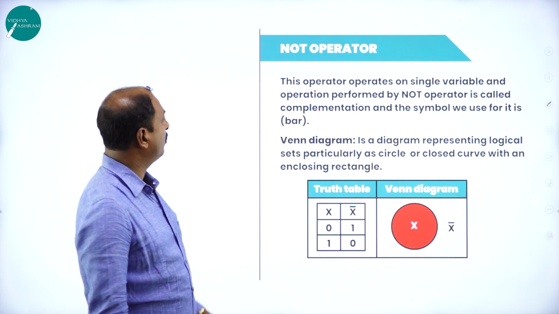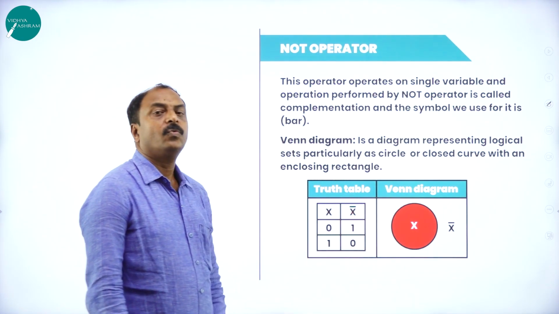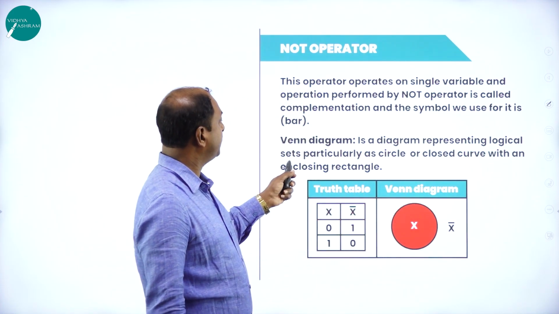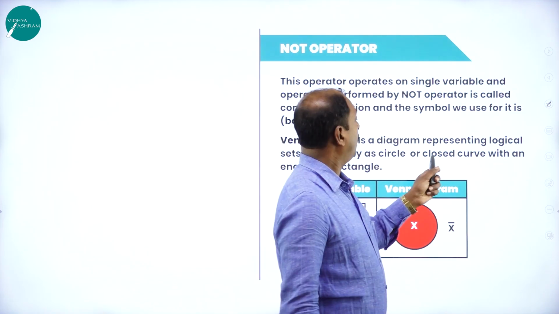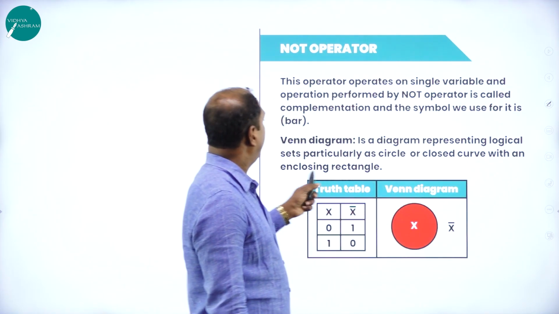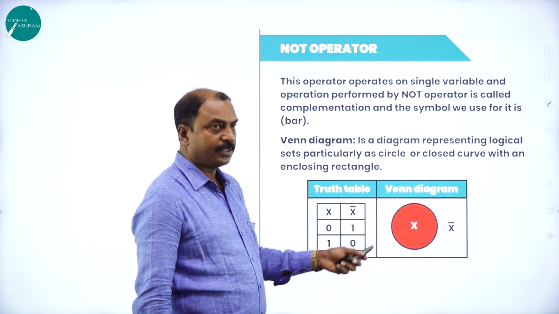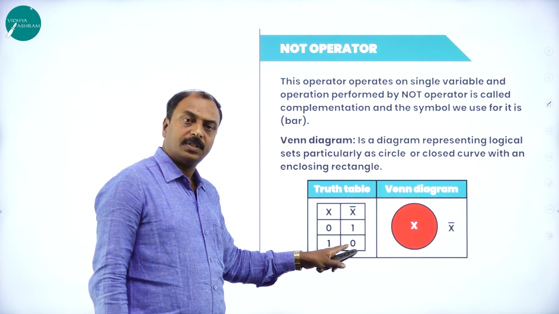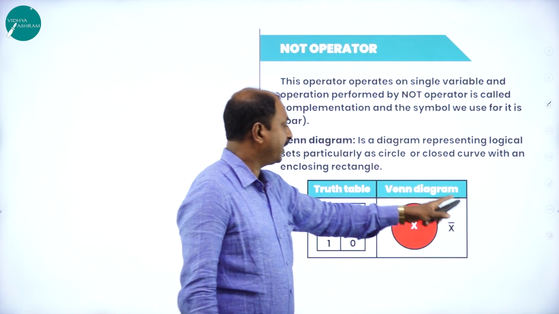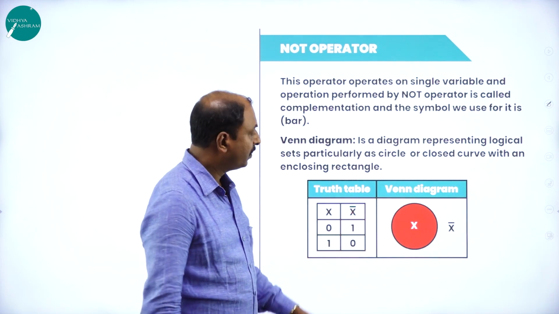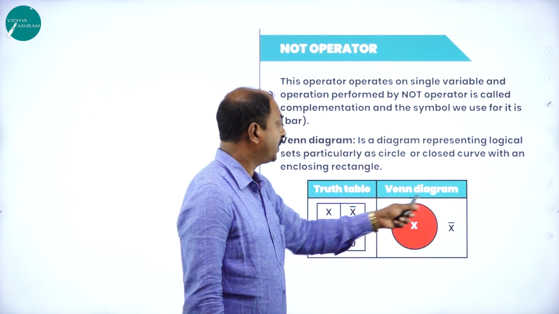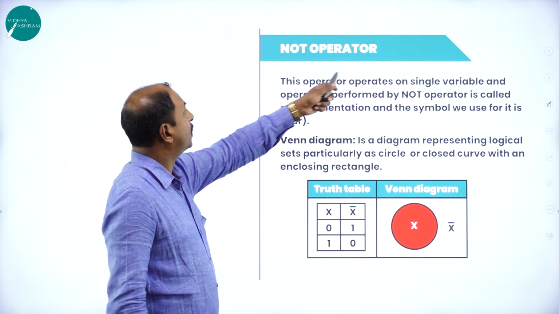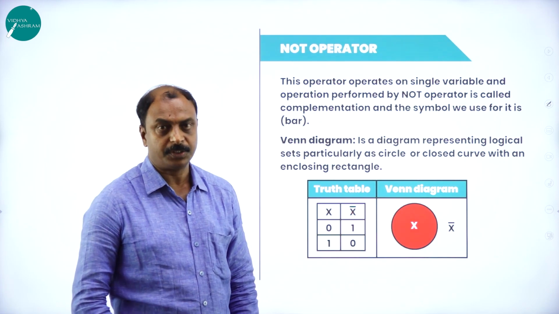Now let us see one more definition, the Venn diagram. What is a Venn diagram? It is a diagram representing logical sets, particularly as a circle or closed curve with an enclosing rectangle. Look at this. We are representing the complement operation in a diagram that is called a Venn diagram. Here we use a circle enclosed within a rectangle. So this is a Venn diagram for the NOT operation.